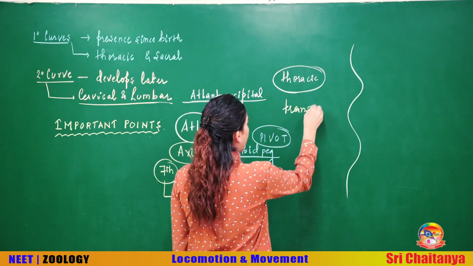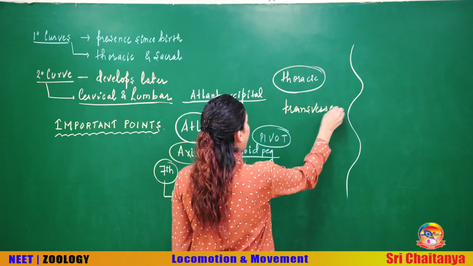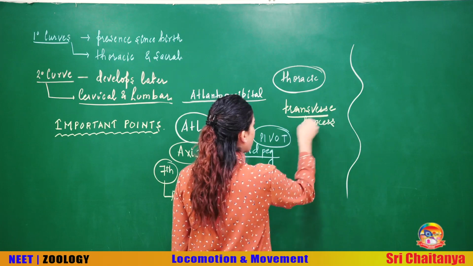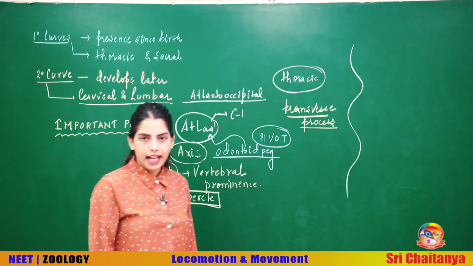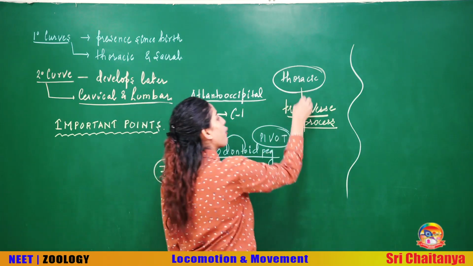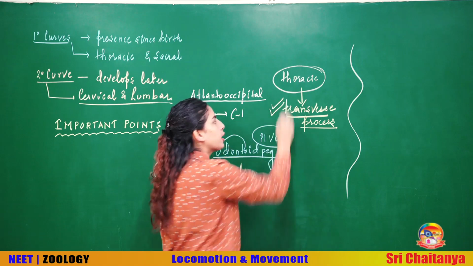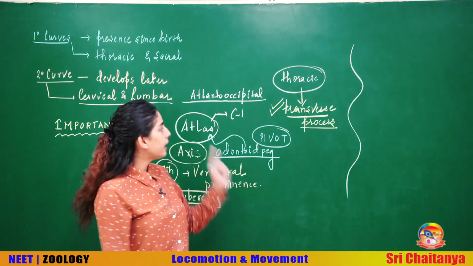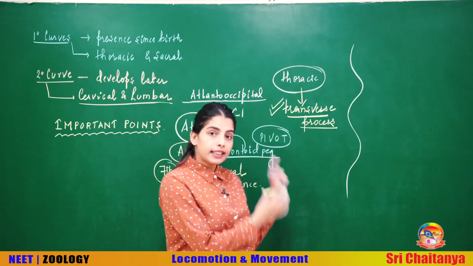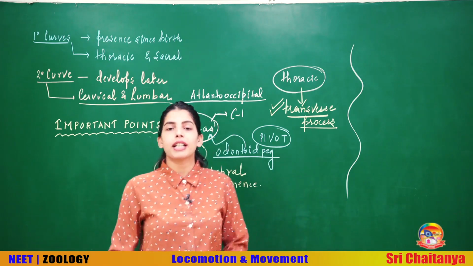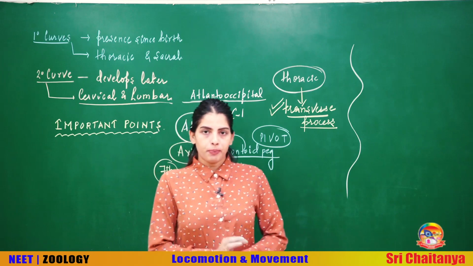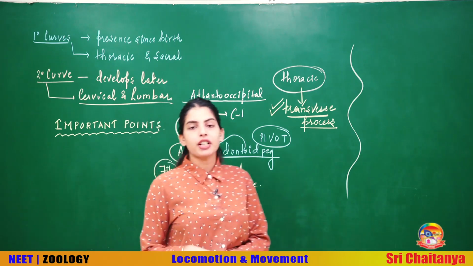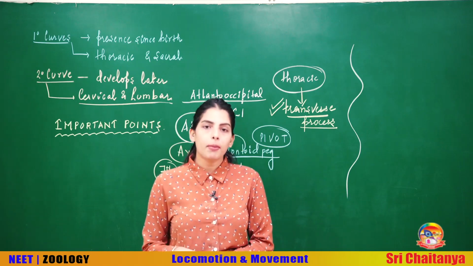This transverse process helps in the attachment with the ribs, which is very well developed in the thoracic vertebrae. Present in all, but very well developed in the thoracic vertebrae, because this is the vertebrae which needs to attach with your ribs. Now talking about the other vertebrae after thoracic vertebrae is your lumbar vertebrae.